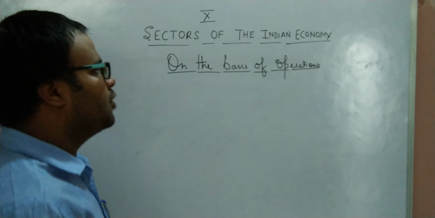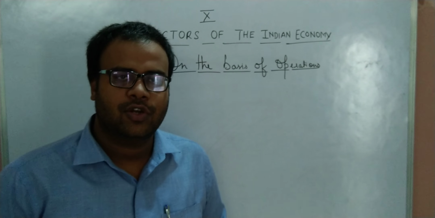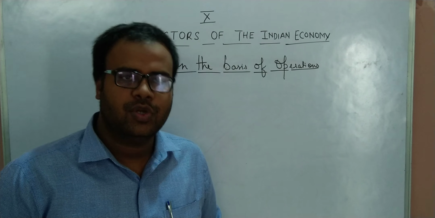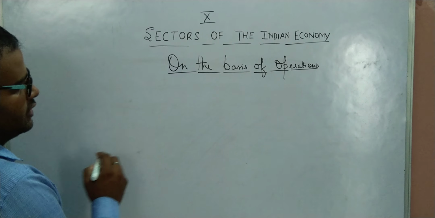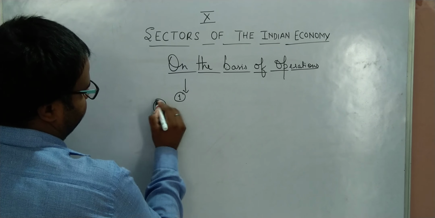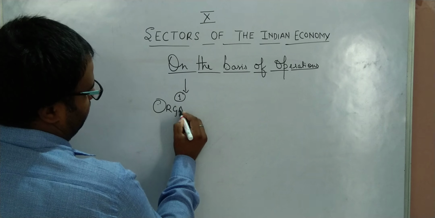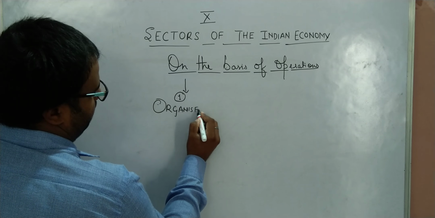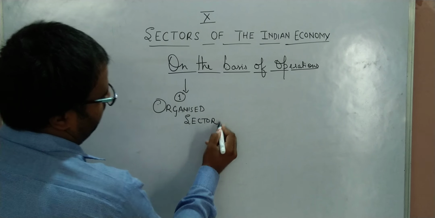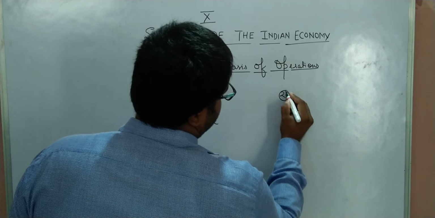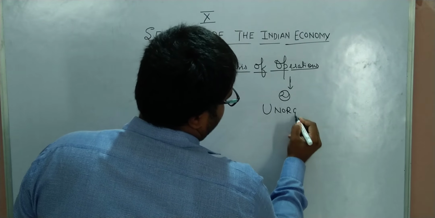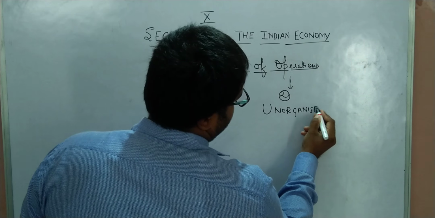Now, when we are talking about classification of the sectors of the Indian economy on the basis of operations, it can be classified under two heads. What are those two heads, students? The first one is your organized sector. The second one is your unorganized sector.